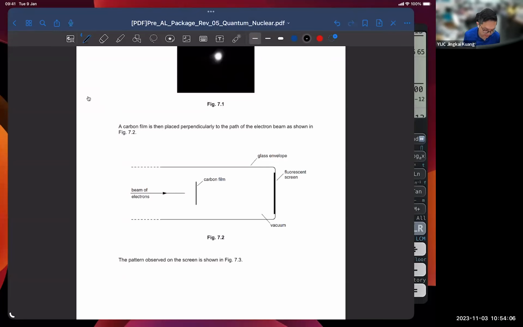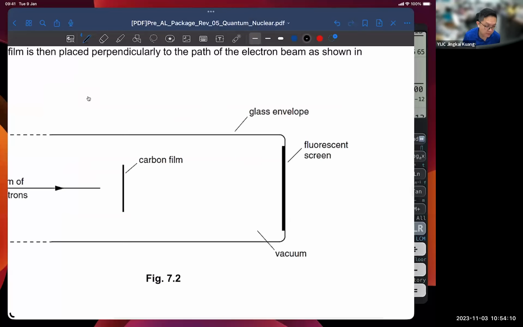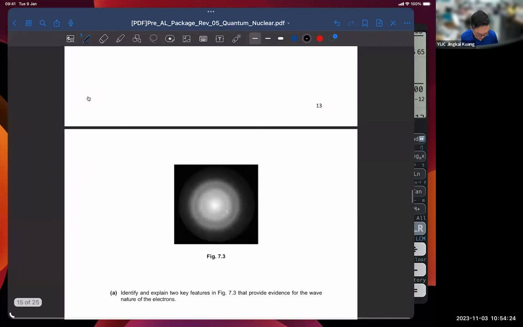So look at the last question. This one is basically electrons behaving as a wave. So you're gonna have photoelectric effect happening here as well. Not photoelectric effect. Diffraction grating. Carbon film is acting as a diffraction grating here. Okay. What else? So just quickly skim through.